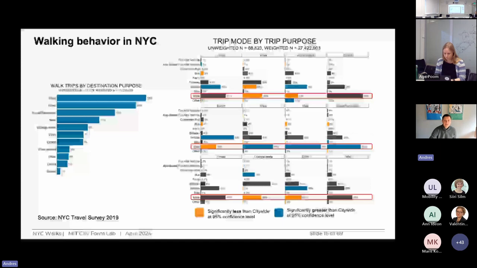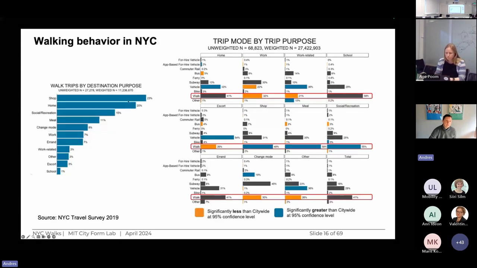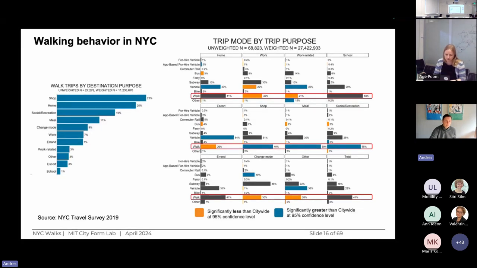And if we plot specifically the walking trips by destination purpose here on the right, then the most common walking trip is to run errands or go to retail stores of all various kinds, for care trips, for personal trips, family-related trips, and then walking around home locations to social recreational destinations and so forth.